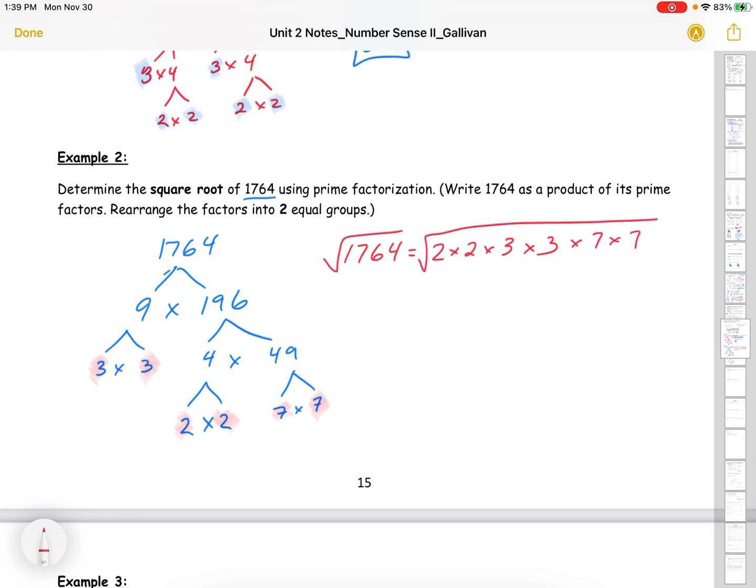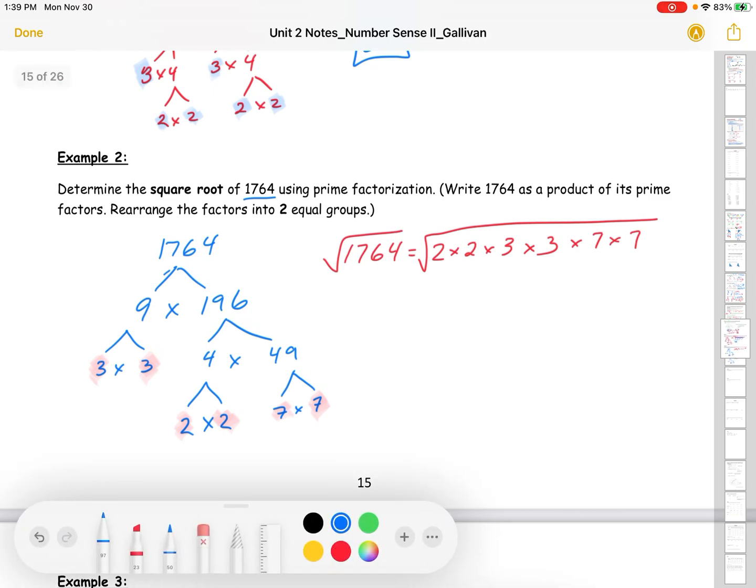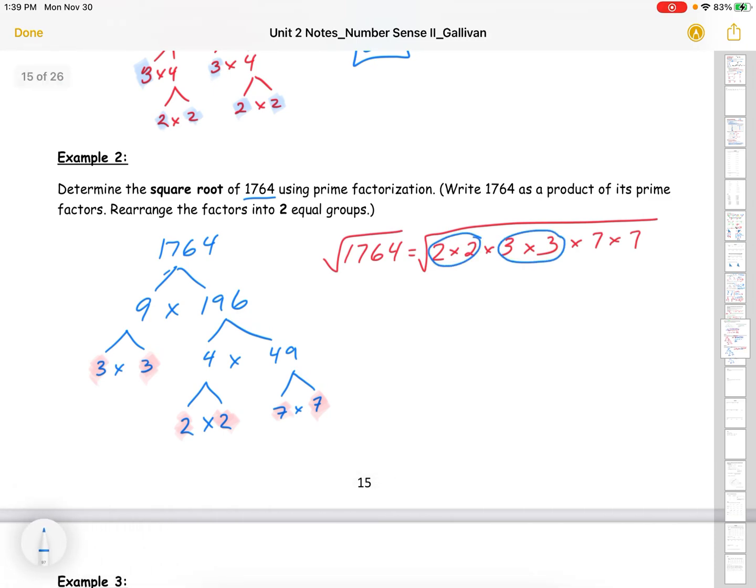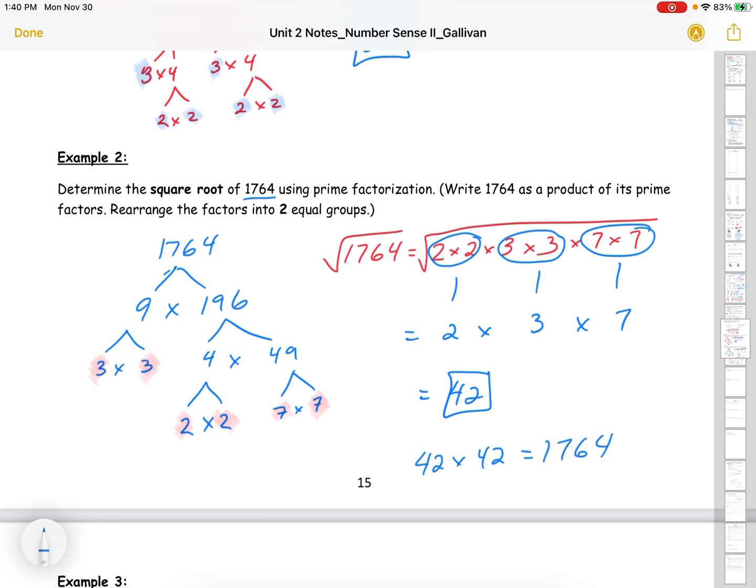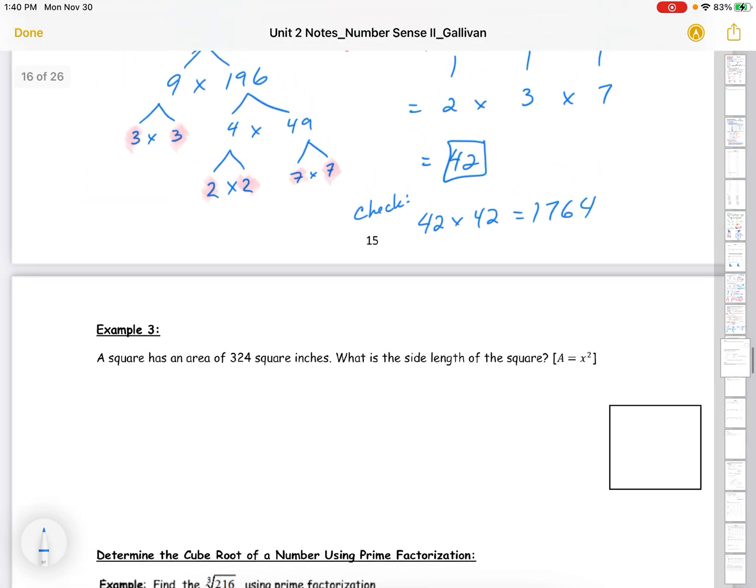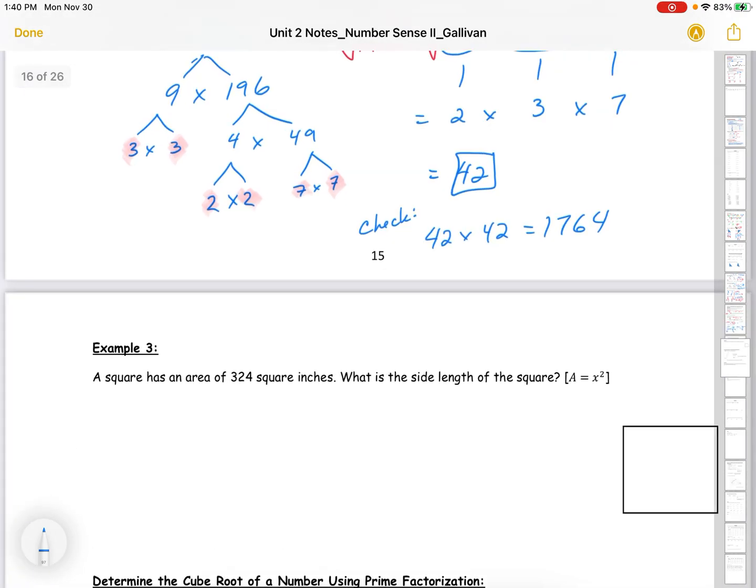Now remember, we're finding the square root, right? So let's circle our pairs. 2 and 2, 3 and 3, 7 and 7. For each one of these, you're just writing it once. 2 times 3 is 6, times 7 is 42. And to check, you can go 42 times 42, and you'll get 1764. So this is our little check. Okay? All right.